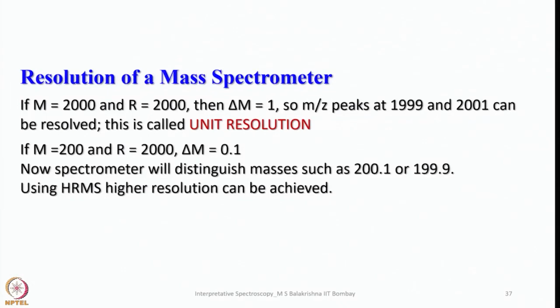So let us consider molecular weight of m equals 2000 and R equals 2000, then delta m equals 1, the ratio. So m/z peaks at 1999 or 2001 can be resolved. This is called unit resolution. On the other hand, if we have m equals 200 and say R equals 2000, then delta m will be 0.1, the ratio. So now the spectrometer will distinguish masses such as 200.1 and 199.9. So using HRMS, high resolution can be achieved. That means high resolution mass spectra is abbreviated as HRMS.